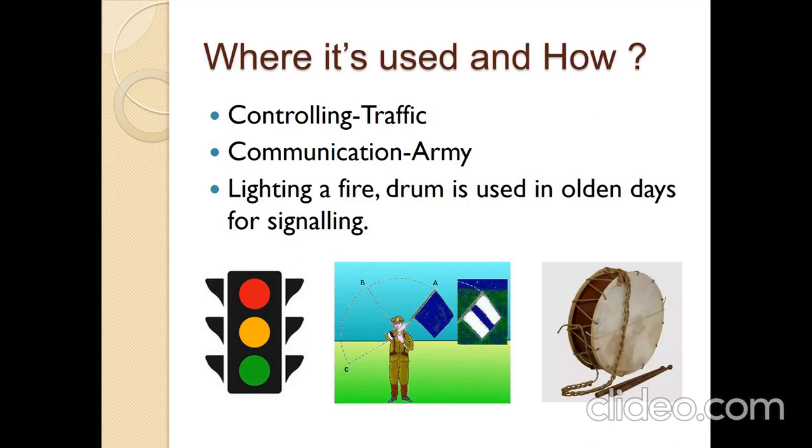Then in olden days, they used to communicate by lighting a fire, drum and some other methods. For example, you would have seen in movies also, if they want to pass the information, they will tie the information to a dove and the dove will pass the information. Or else a man takes the information and goes by horse and passes the information. So various methods they use to signal.